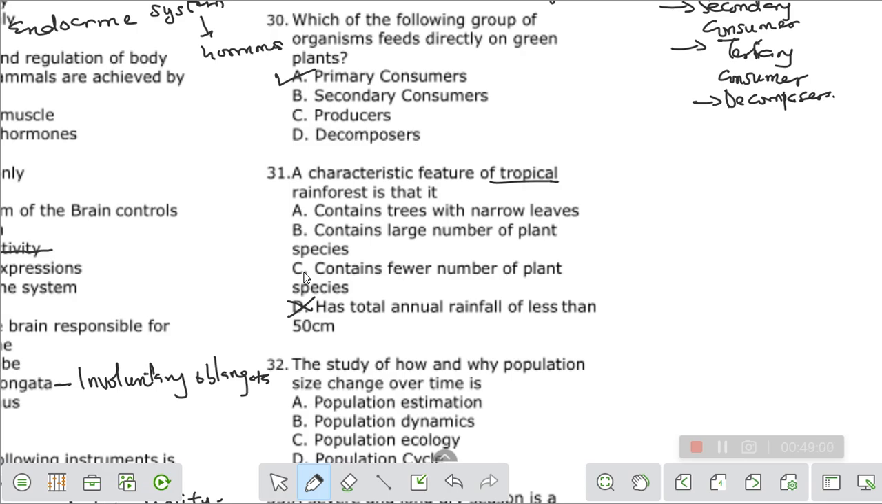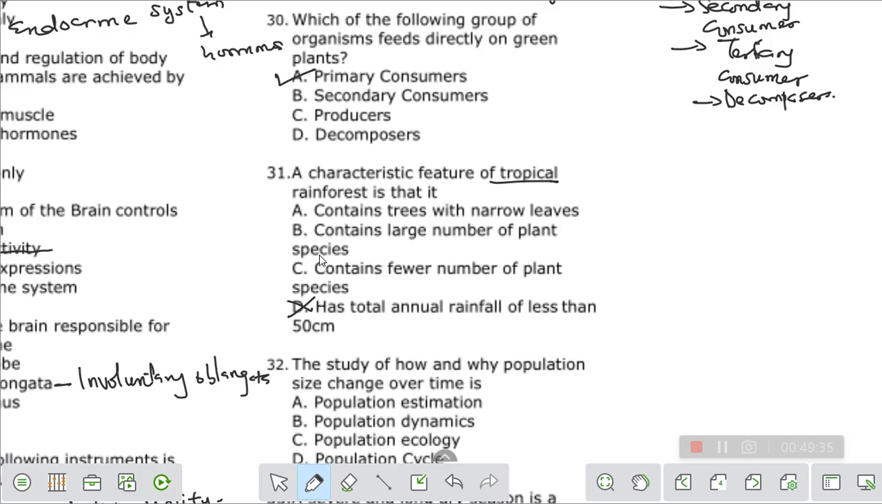So is it that it contains narrow-leaved trees, or contains a large number of plant species, or contains fewer plant species? Of course it cannot contain fewer plant species because we are talking of tropical rainforest. It has a very high amount of rainfall, so it cannot have fewer, and it also cannot have trees with narrow leaves. So the answer is contains a large number of plant species.